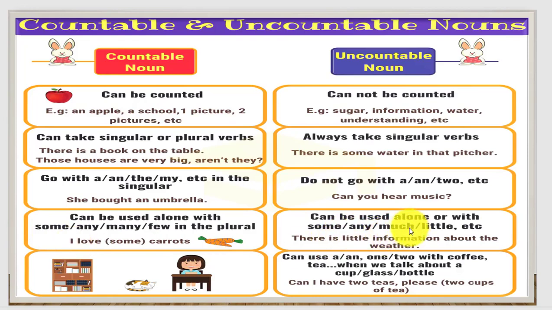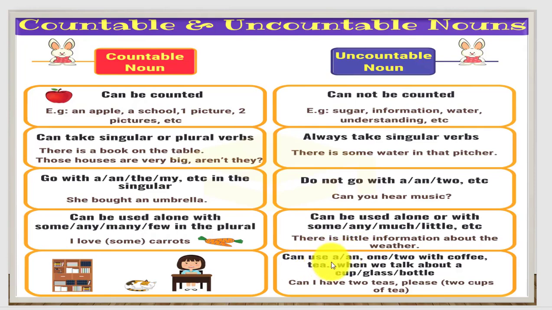Here you can see some and any are the same adjectives that can be used with both countable and uncountable nouns, but much and little are a clear indication that they can be used only with uncountable nouns. So there is little information about the weather. You cannot say there is few information. Information is an uncountable noun. It cannot take few or many, but you can say there is some information. And if it is a question, you can say, is there any information? There is little information, there is some information, but you cannot say there is many information or there is few information about the weather. Any is used if it is a question. Do you have any information? Yes, I have little information. Yes, I have some information about the weather.